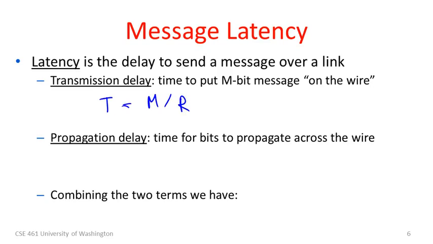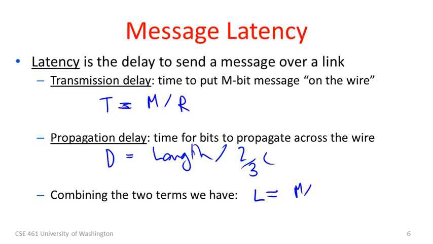The second component is the time it takes for the bits to cross the wire. Now that propagation delay, that was really what we were given as d. The propagation delay is equal to the length divided by 2/3 of the speed of light, because that's how fast signals propagate. Putting these all together, we have that the latency, or the time taken for a message to cross a link, is simply the sum of these two terms. It's really M divided by R plus D. And that's the formula for the latency of a message.